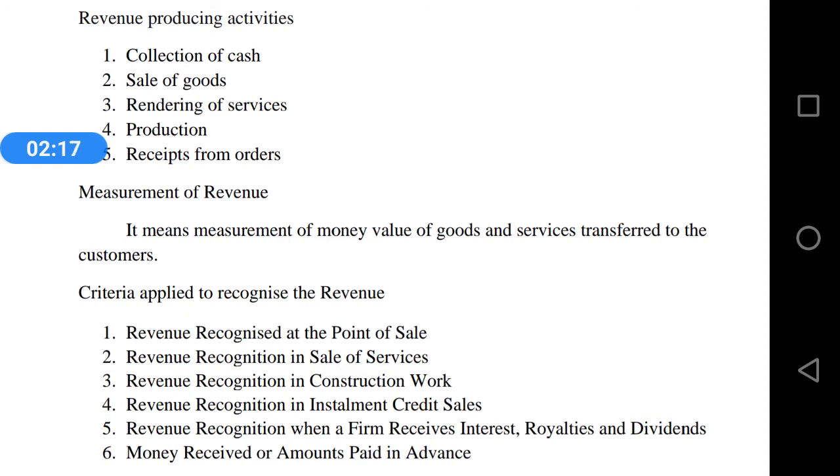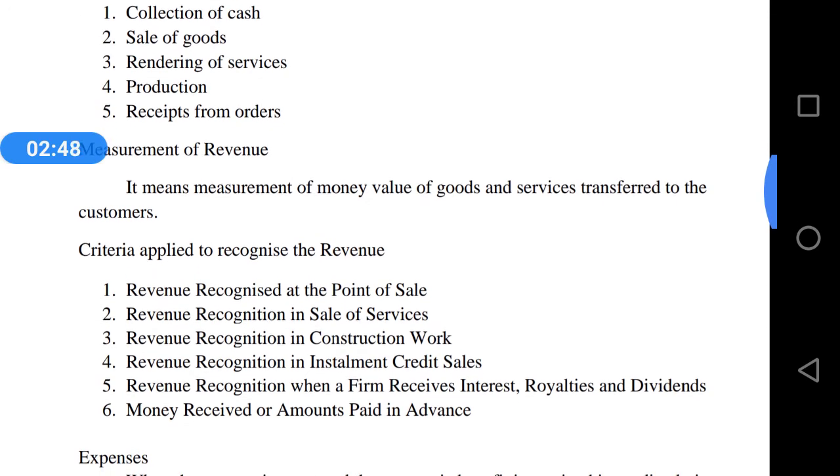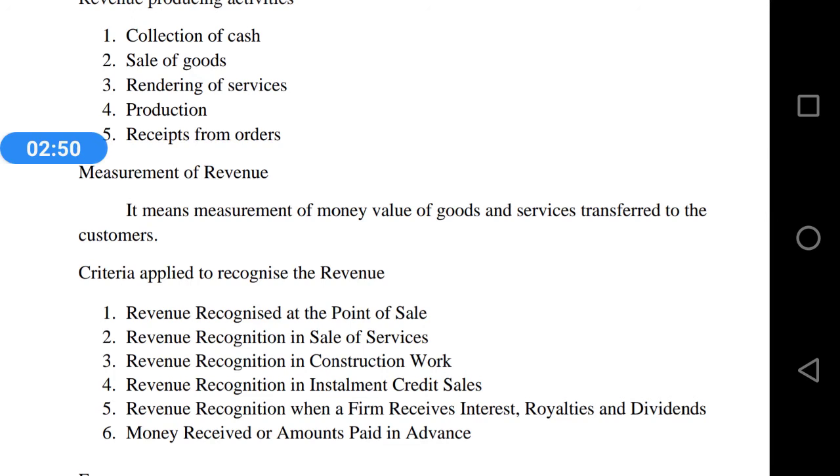Okay, then criteria applied to recognize the revenue. Criteria or circumstances in which revenues are to be recognized. What are those? Revenue recognition at the point of sale, then revenue recognition in sale of services or rendering of services or performance of services, then revenue recognition in construction work, then installment credit sales, then revenue recognition when a firm receives interest, royalties and dividends, then money received or amount paid in advance.